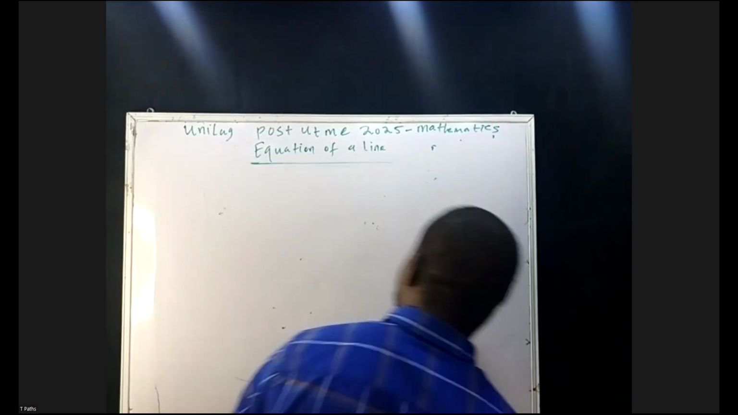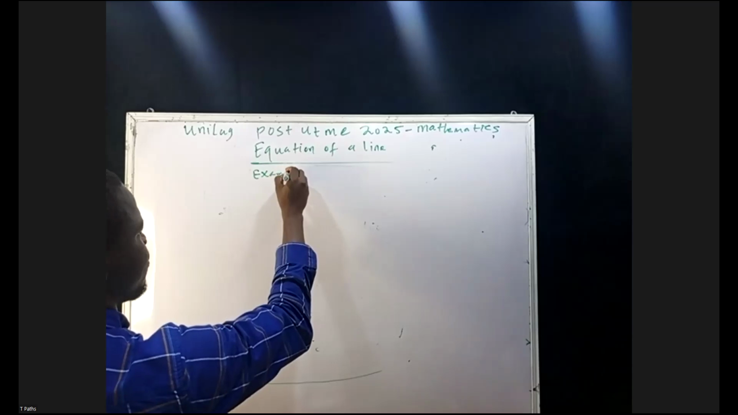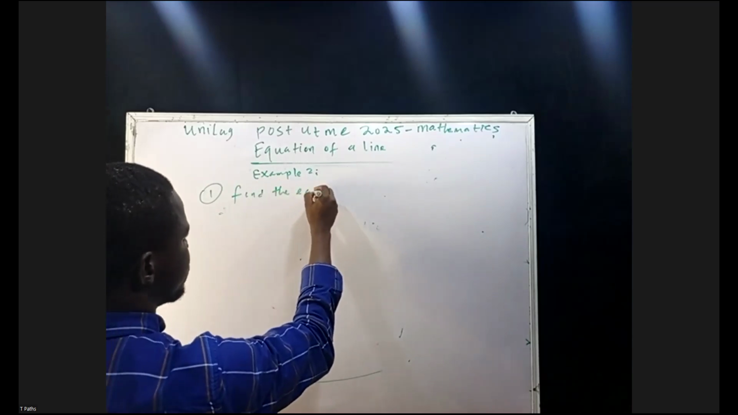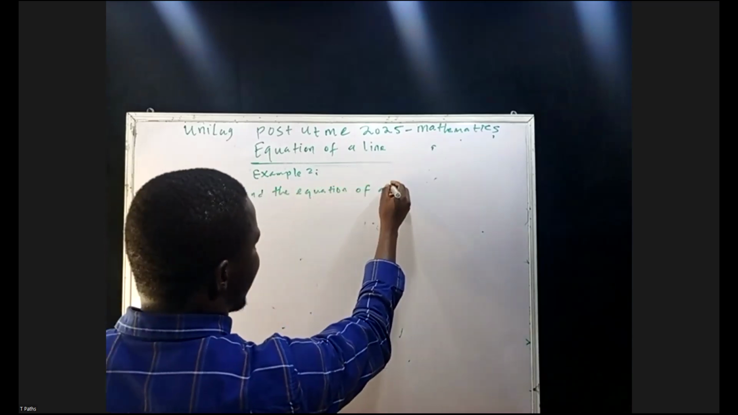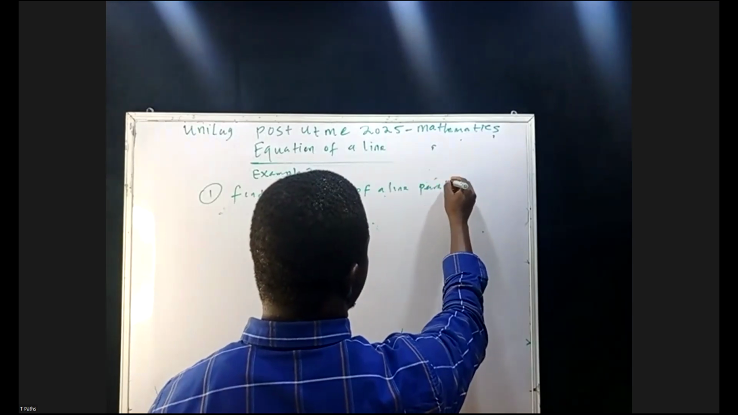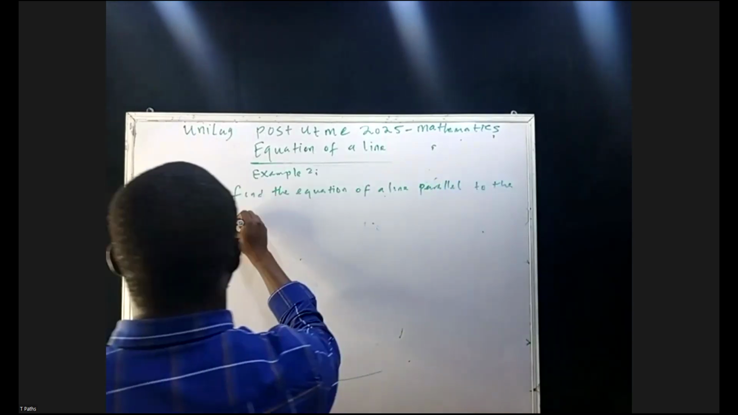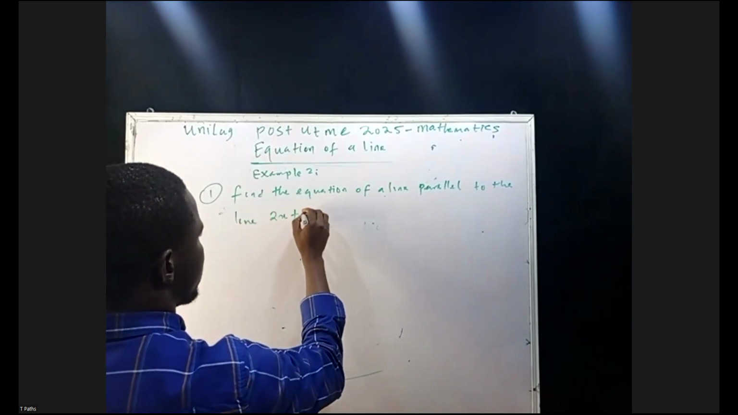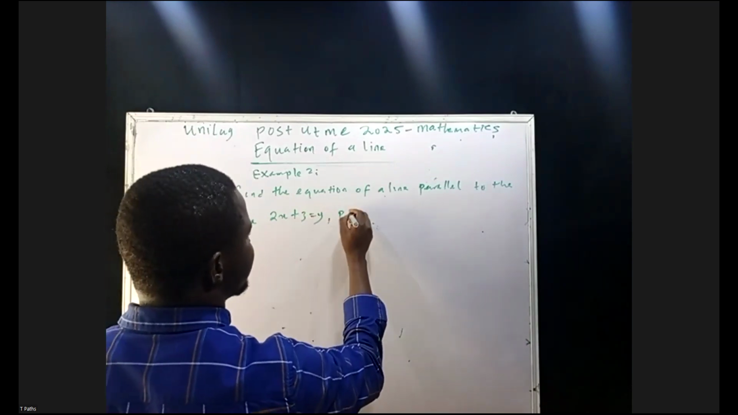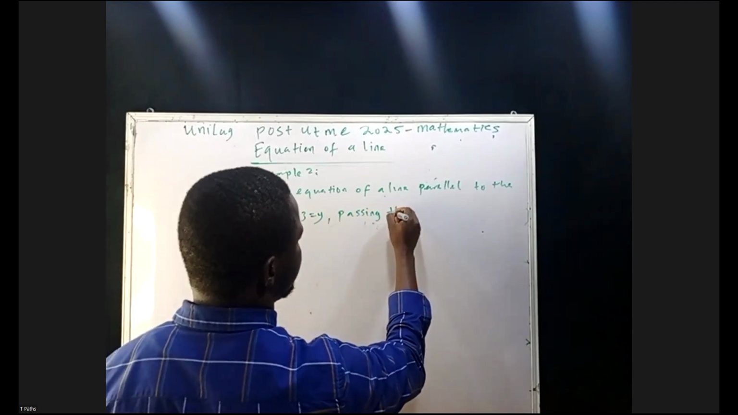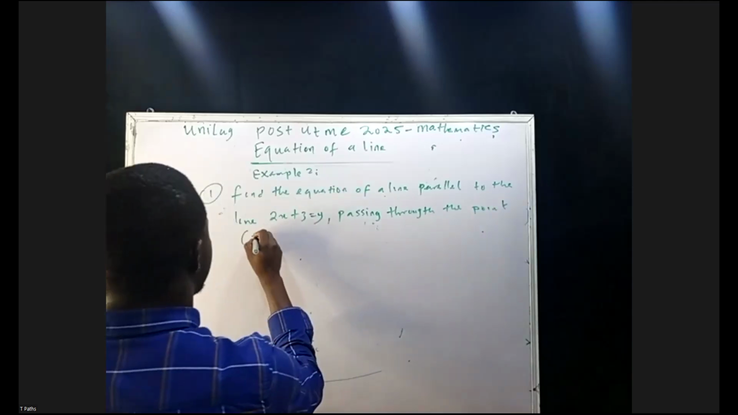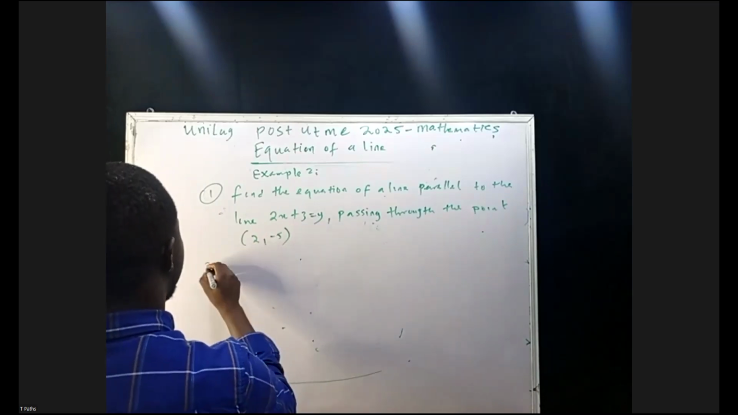Now, the first one is: find the equation of a line parallel to the line 2x plus 3 equals y, passing through the points 2 comma minus 5.